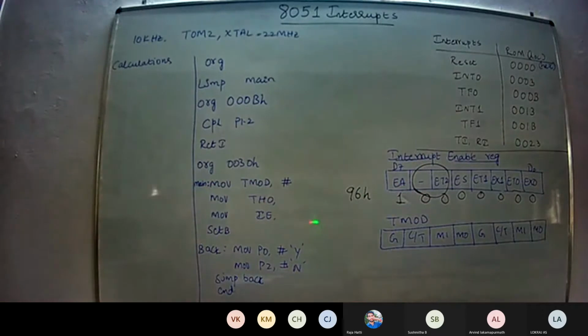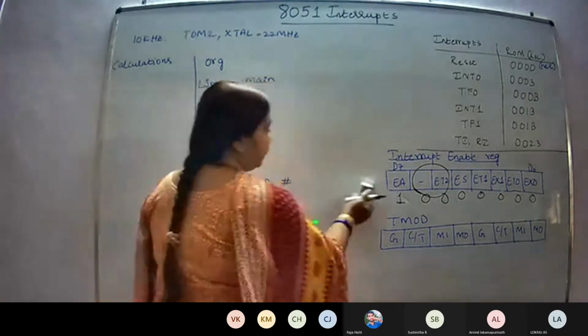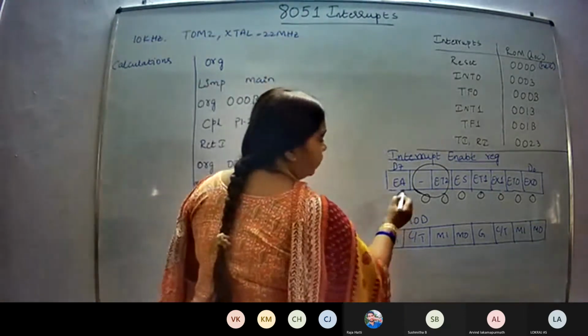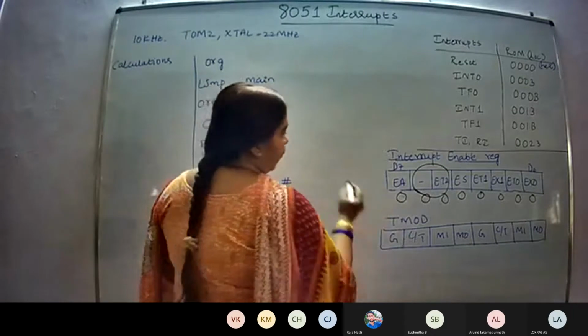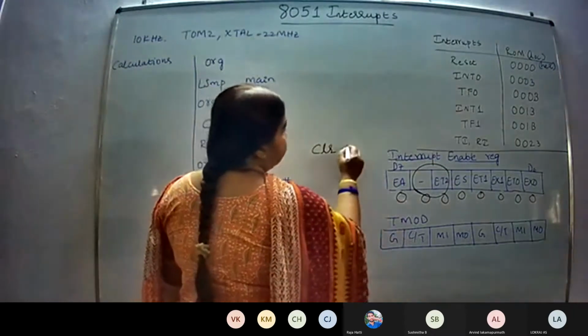If they ask you how to disable all the interrupts with a single instruction, what will be the instruction which can be used to disable all the interrupts? This EA should be made 0. That is the only thing. Making 0 means what? We have to clear. Clear which bit is it?